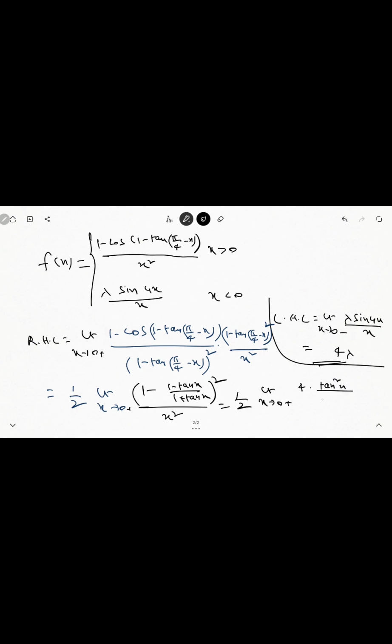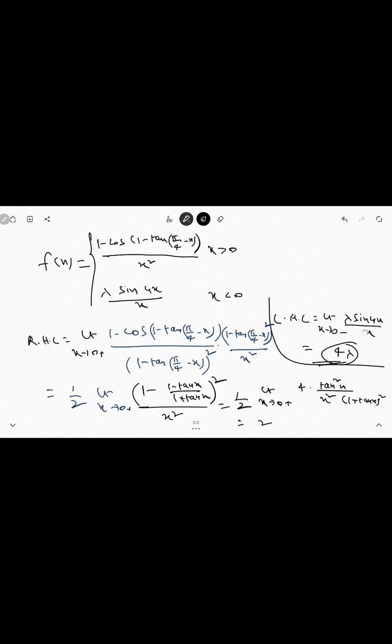Tan square x by x square, this one, 1 plus tan x whole square. Again tan square x by x square will be 1, standard limits. If you put 0 here, I apply limit 0, it is 1 only. So finally I am getting 4 by 2, which is 2.